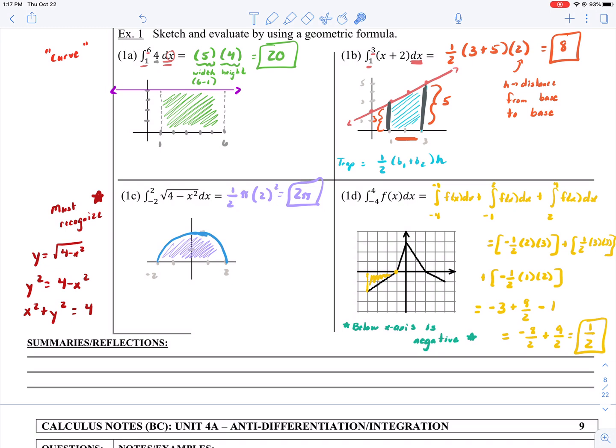Okay, that's a difficult thing for us to grasp. We've never worked with area as being negative before now, but it is something that you're going to have to be able to be comfortable with, right? And you're going to have to diagnose it quickly and go, oh yeah, that's below the x-axis. I'm going to have to make that negative.